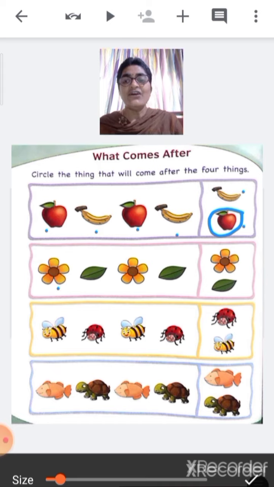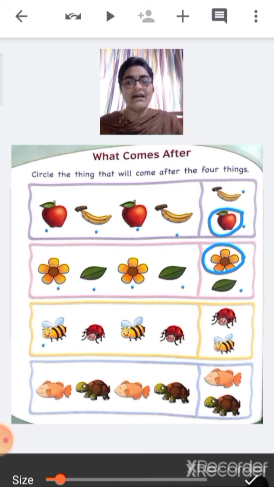Now, this is a flower. What is there after flower? A leaf. What is there after leaf? Flower. What is there after flower? A leaf. So what will come after leaf? Leaf? No. Flower? Yes. So we are going to circle this.